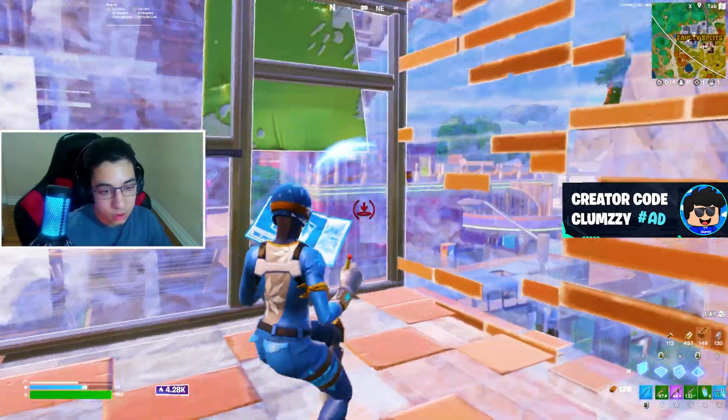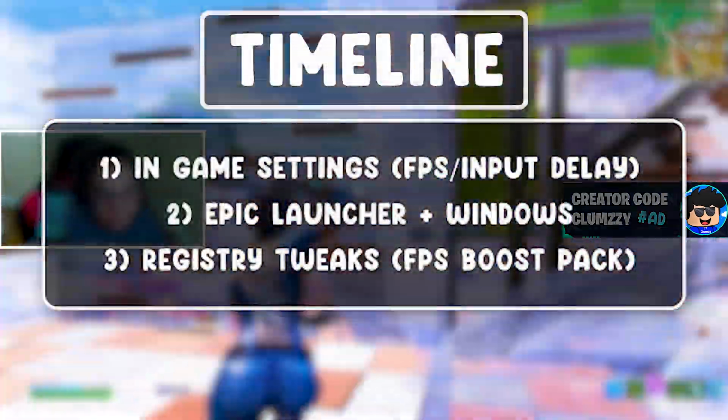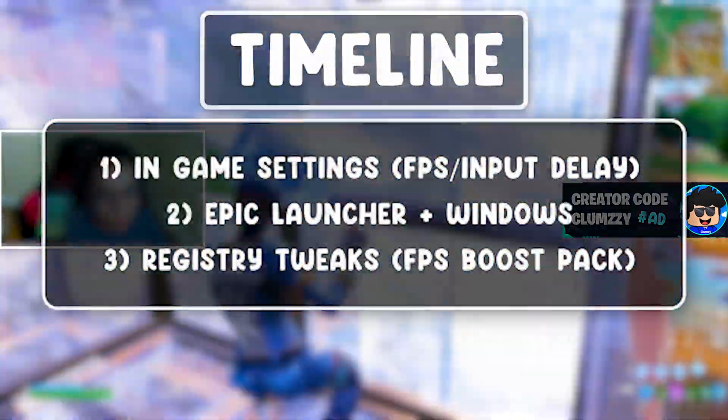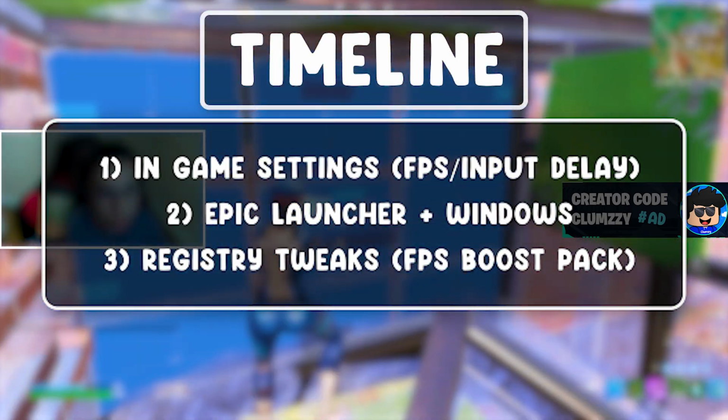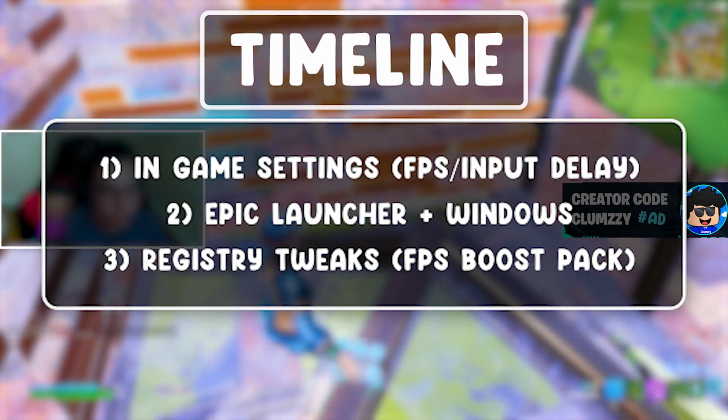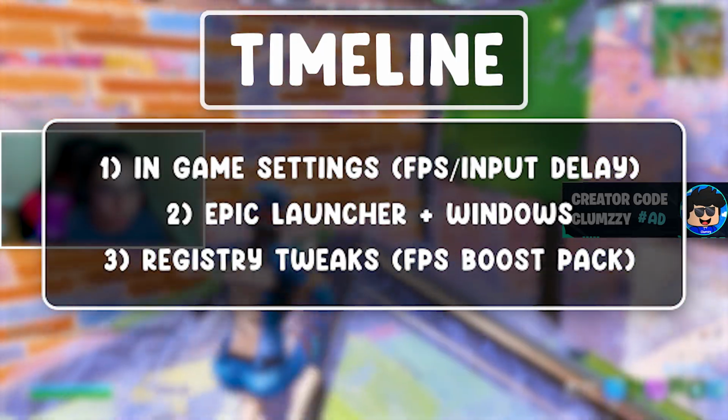Timestamps are below. Here's how I made this video. First, I will go through every single setting in the game itself and explain the most important ones relating to FPS and input delay. I will then show you some extra settings you can change in the Epic Games Launcher and Windows. Finally, I will show you the registry tweaks and show you how to apply them.